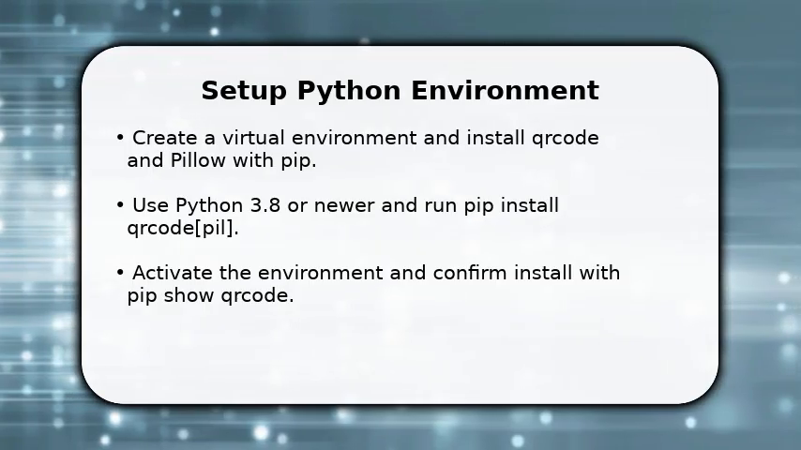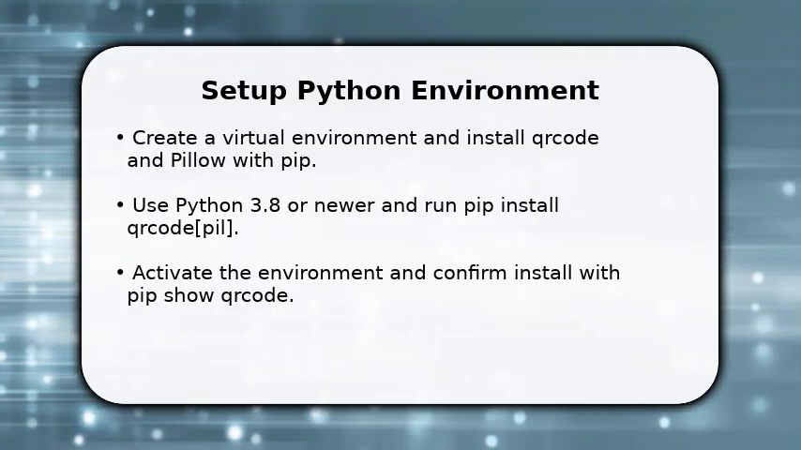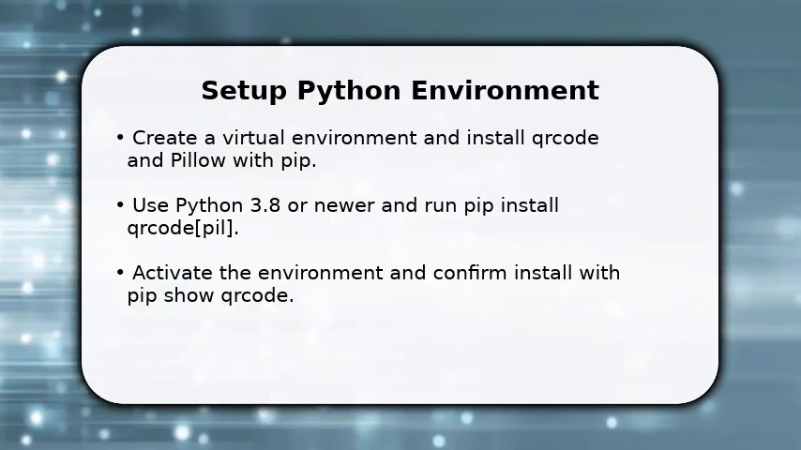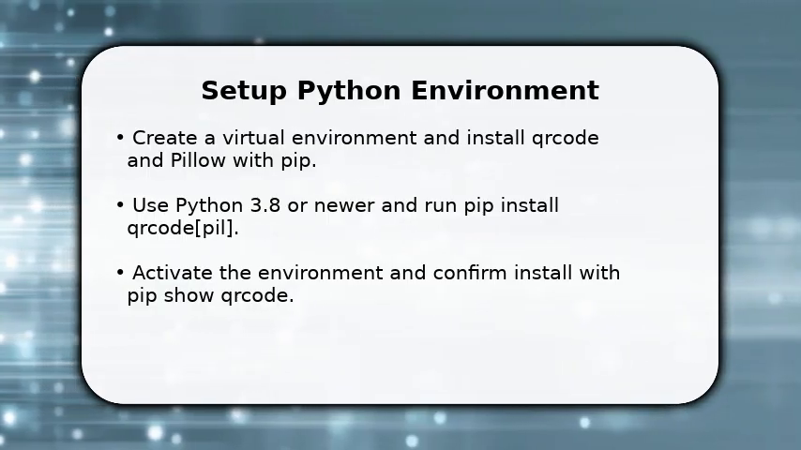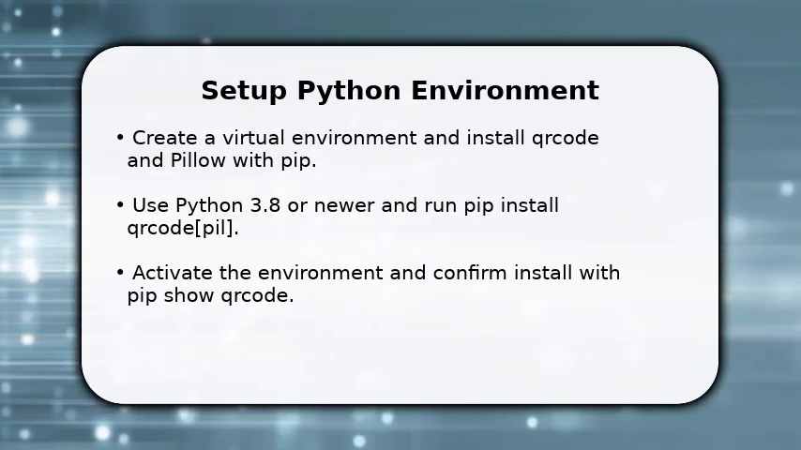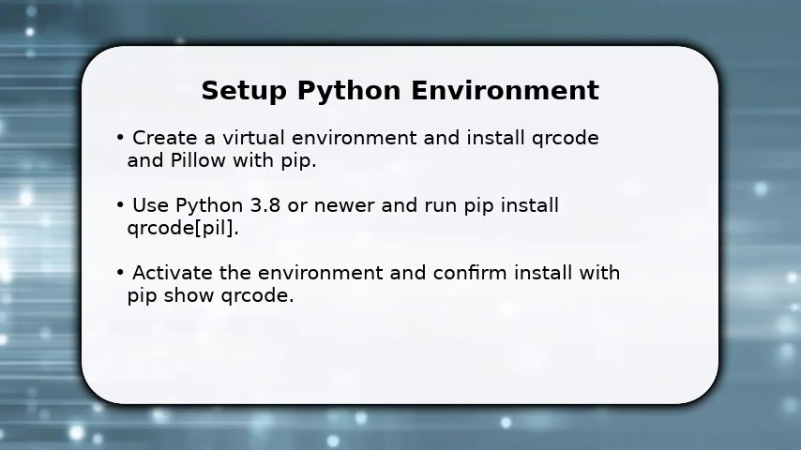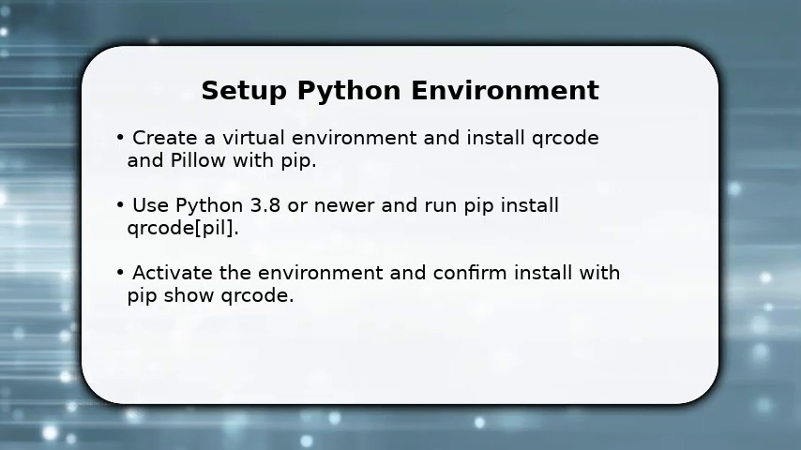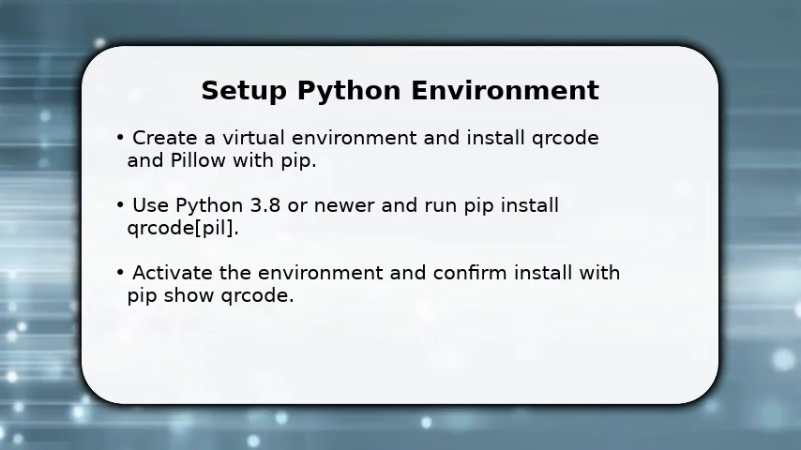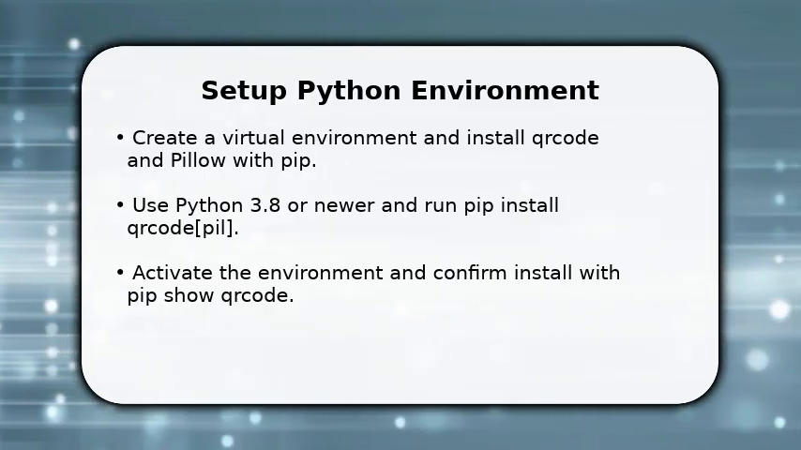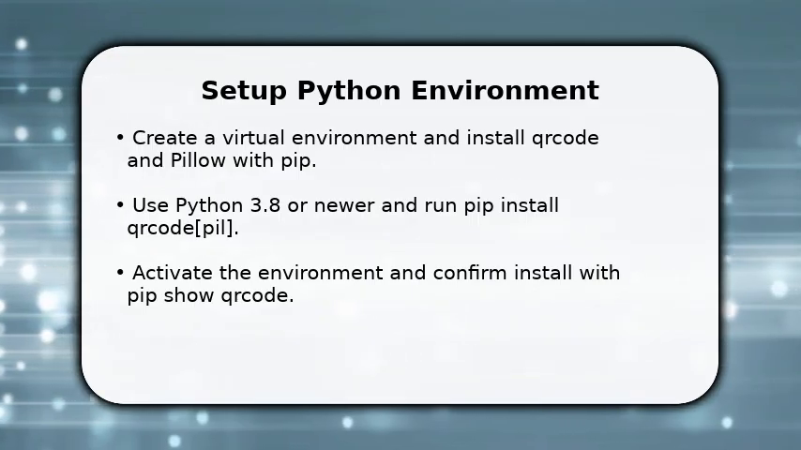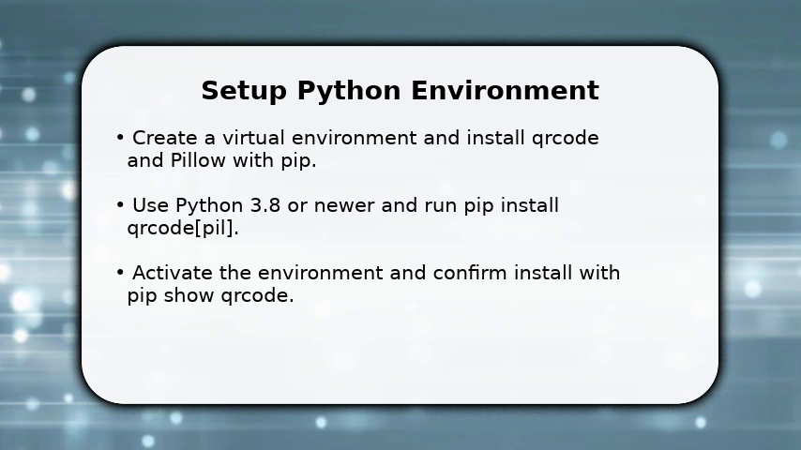Start by creating a clean Python environment for the project. Use Python 3.8 or newer to ensure library compatibility. Create a virtual environment using python -m venv and activate it. Install the QR libraries with pip: install qrcode and pillow to enable image handling. Verify the installation using pip show qrcode and pip show pillow. Keep dependencies isolated to avoid version conflicts during development and deployment.